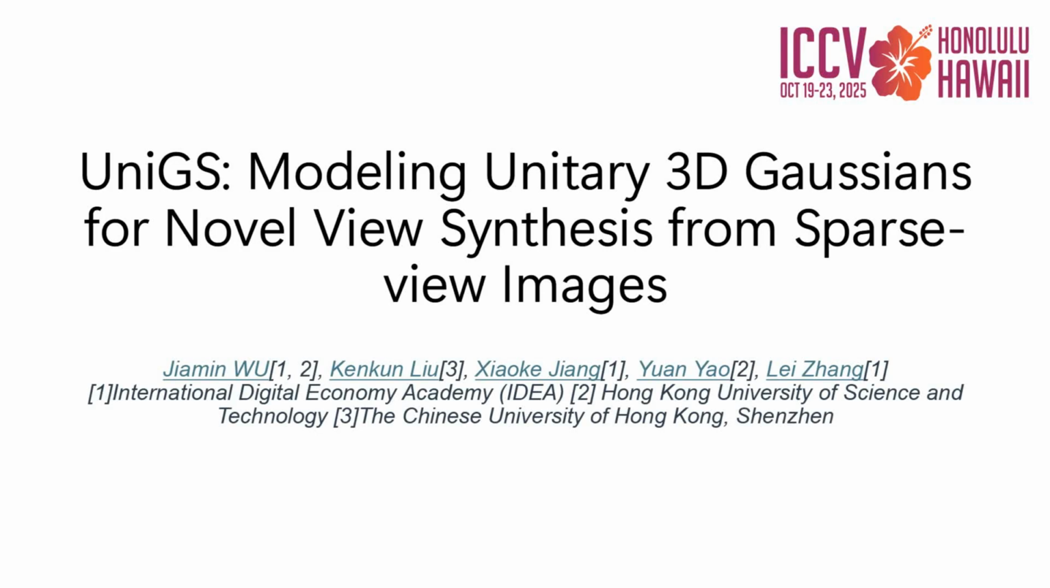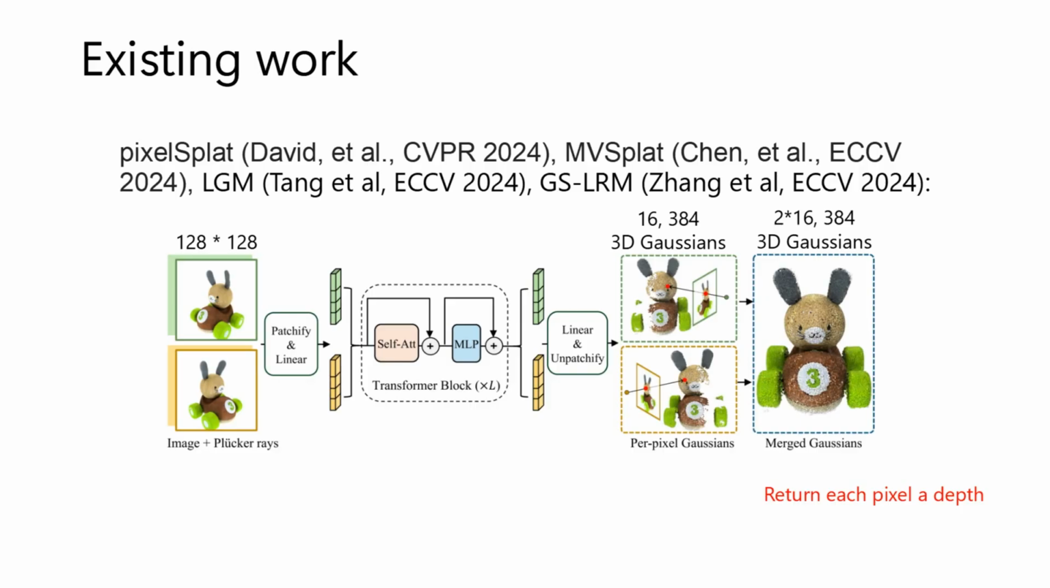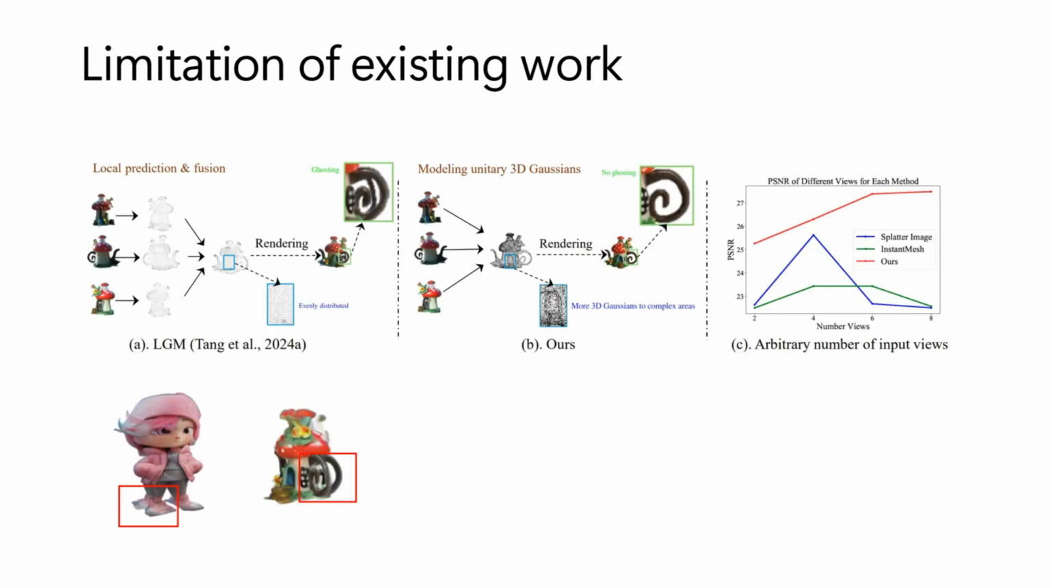Our work, namely UniGS, focuses on sparse-view 3D reconstruction and NVS tasks using 3D Gaussians as the 3D representation. There are several existing works focusing on sparse-view 3D reconstruction and NVS. Most of them follow the strategy of predicting 3D Gaussians for each pixel of each view under the input view's camera coordinates. The process is similar to regressing a depth for each pixel. Then they transform each view's outputs to world coordinates and simply merge them by point concatenation.